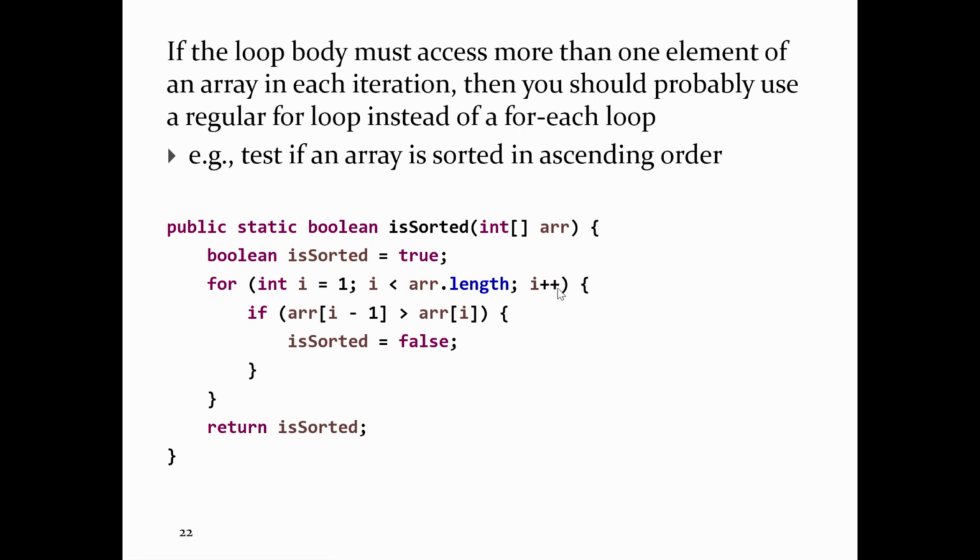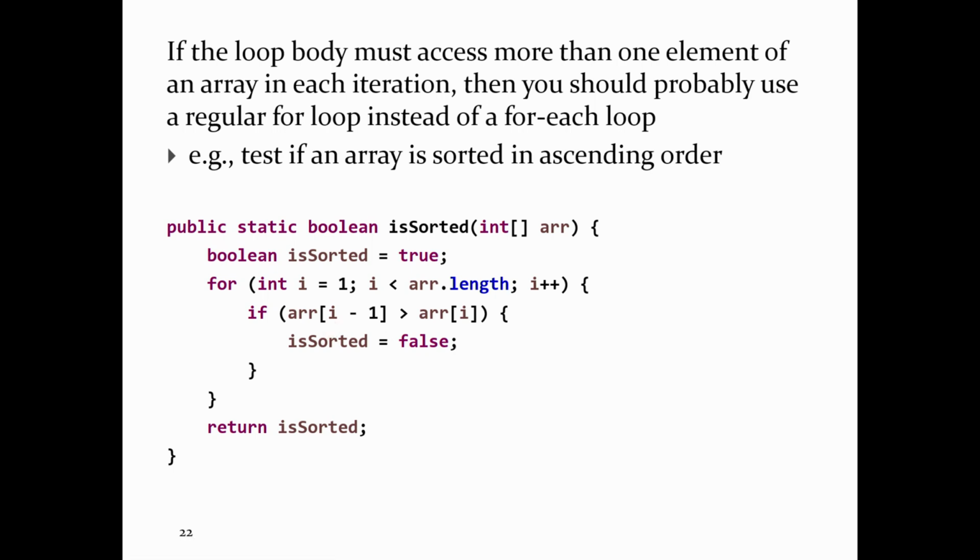Now, I want to look at the element at index i, and I want to compare that to the element in front of it. The element in front of it is just the element at index i minus 1. So here I can access a second element of the array because I have an index i, and I can do arithmetic with that index. So is the previous element greater than the next element? If that's the case, it's not sorted in ascending order. It might be in descending order, but I'm checking for ascending order.